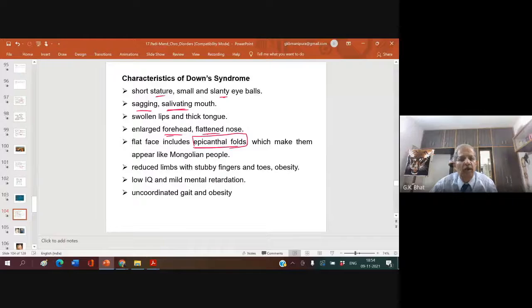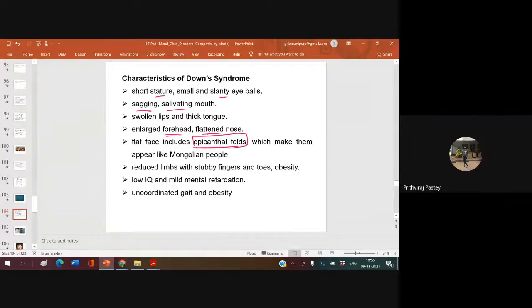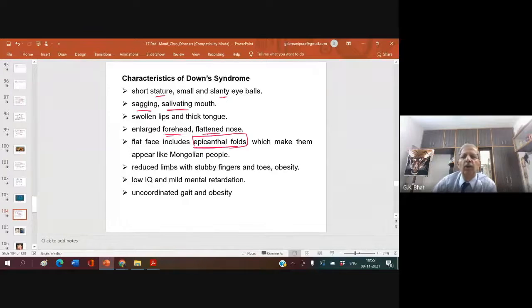Very important. Are you hearing me, Yashwant? Prathviraj? Epicanthal fold, which makes them appear like Mongolian people. Reduced limbs with stubby fingers and toes, obesity, low intelligence quotient, mild mental retardation, uncoordinated gait. They don't walk properly. They walk slowly, with uncoordinated gait, and obesity.